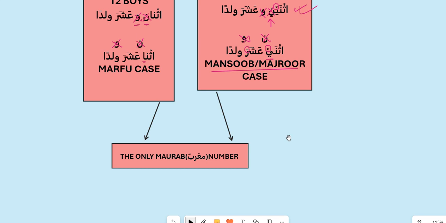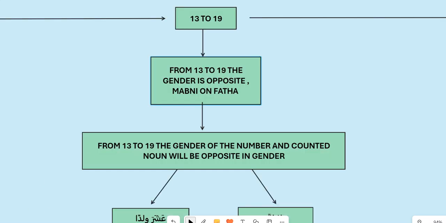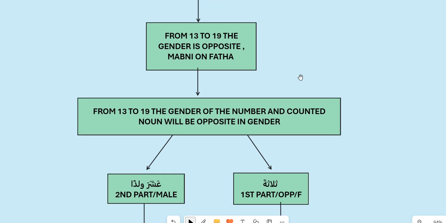Now comes the number rules from 13 to 19. From 13 to 19, the rules are totally different. So we did 11 and 12. All the rules up till now were for 11 and 12. And now 13 to 19, these numbers follow a different rule. But some of the rules are the same. For example, they remain on fatha. The gender from 13 to 19 is now opposite. So as you can see here, the gender is opposite and it remains mabni on fatha. For example, 11 and 12 also remain mabni on fatha, and 13 to 19 also remain mabni on fatha.